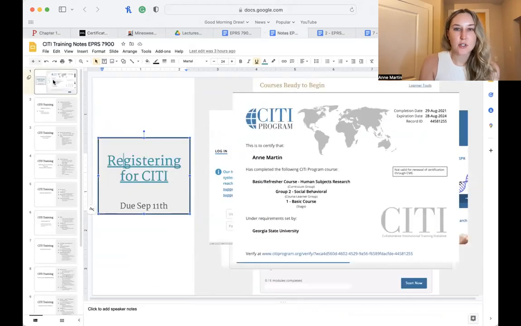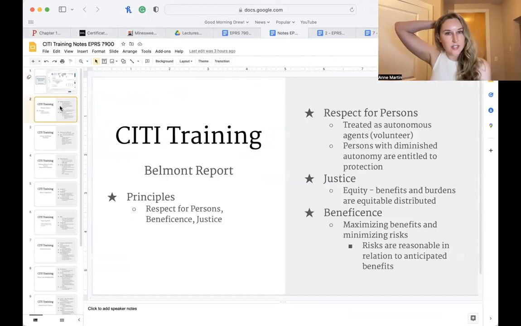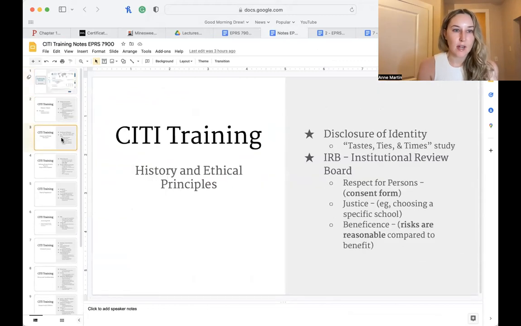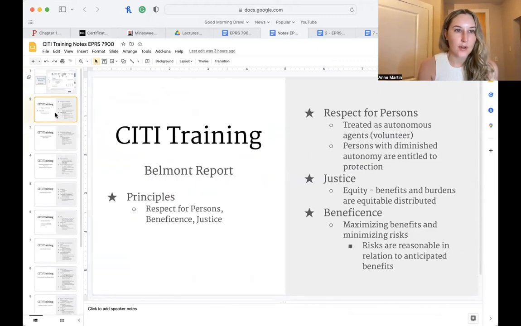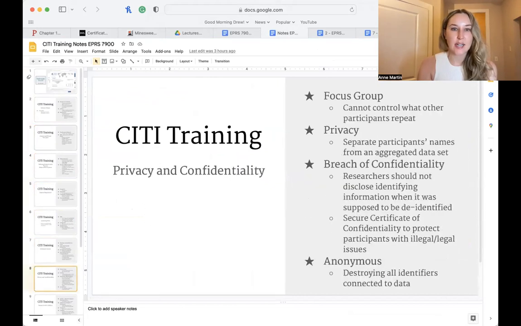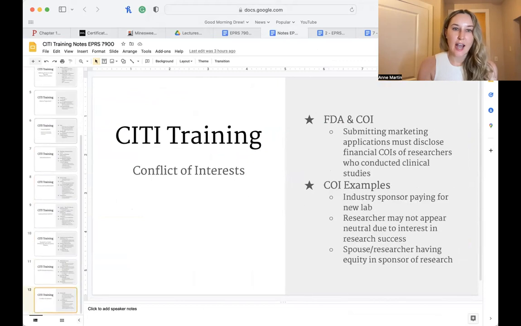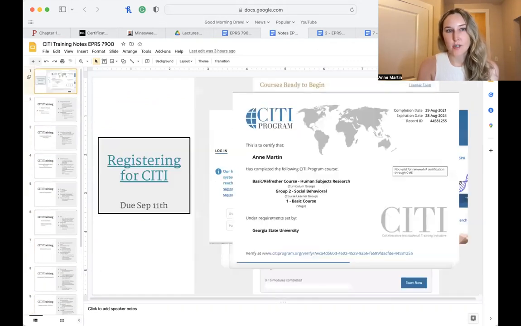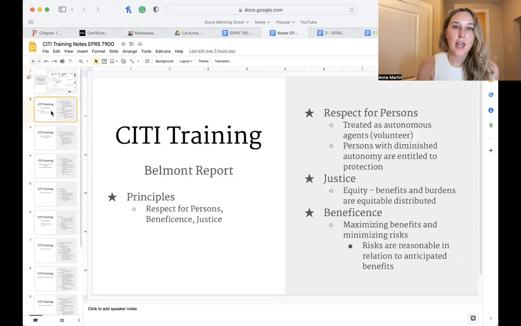attachment here. These are some notes to help you study for the CITI training. They go through each of the modules. There are 12 modules, and I have one for each module. It gives you some notes, some big ideas that you can use as you are completing those modules and completing the quizzes that go with each of them. It starts off with the same steps, some reminders about how to register, and then a few notes about each of those modules.